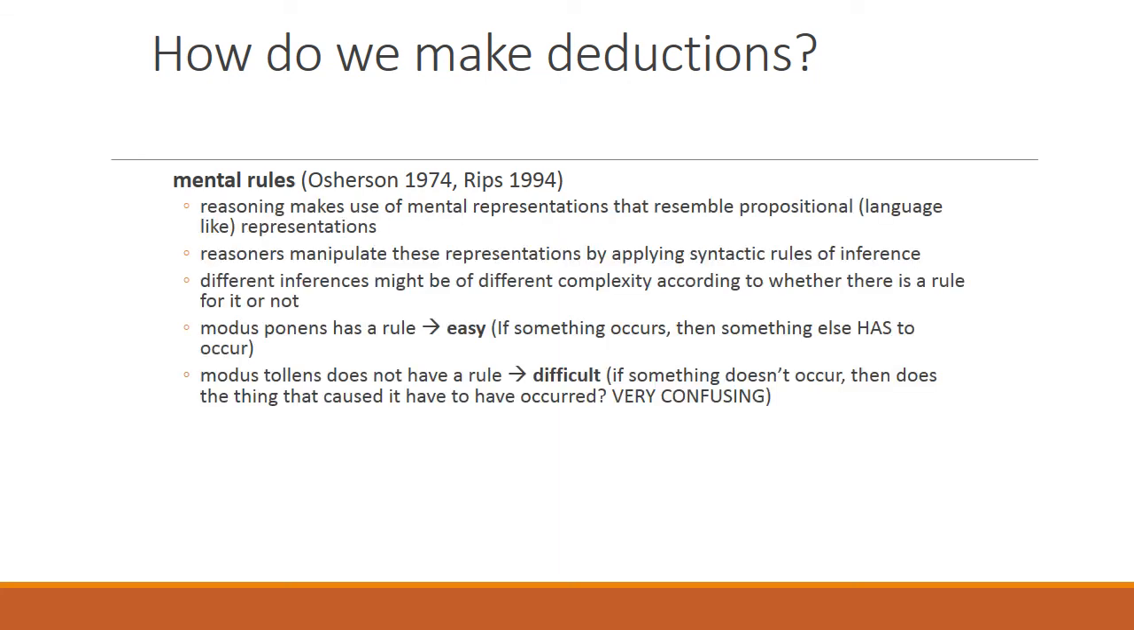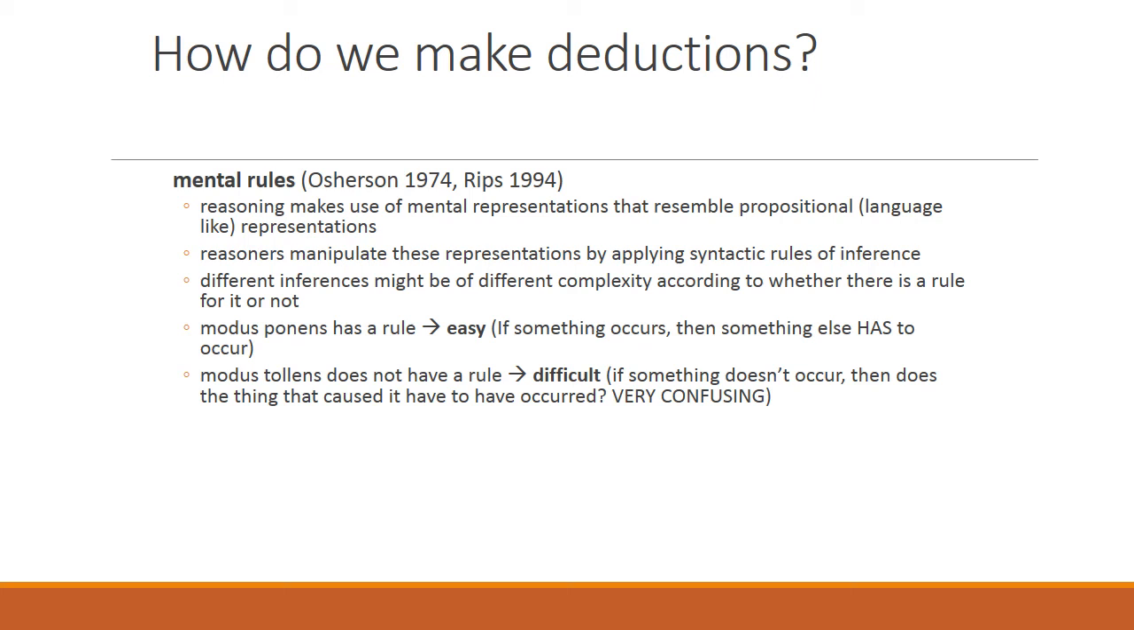The idea here is that we have a stock of mental inference rules that apply in a fixed order to the premises of an argument. We have these internal natural deduction rules, and people mentally check these rules in a fixed order until they find one that's relevant to the premise. For example, you might have a rule for the modus ponens, and it's easy. If something occurs, then something else has to occur. It's easy in that case to see that the modus ponens is valid.